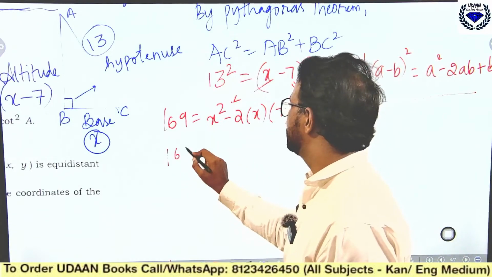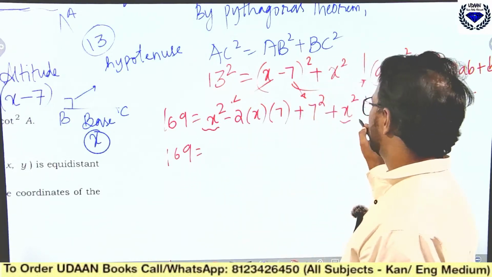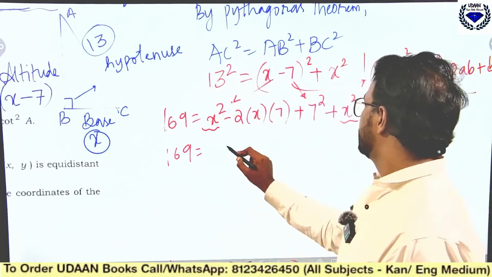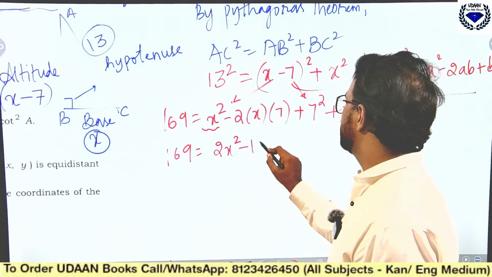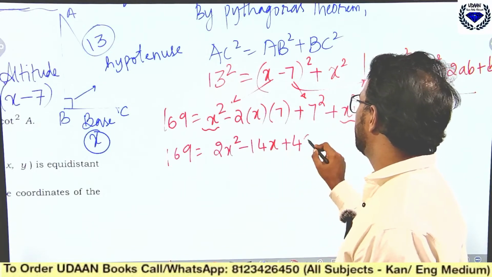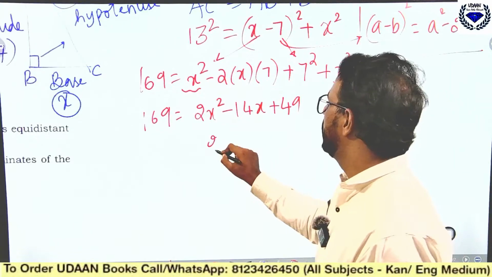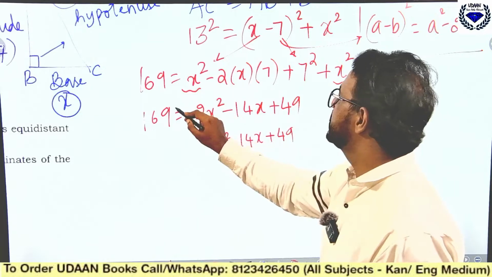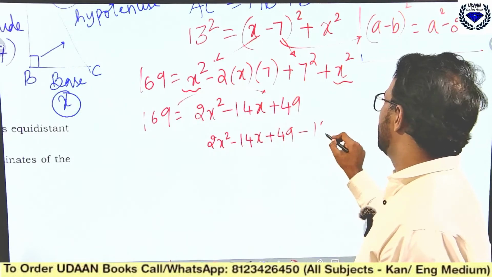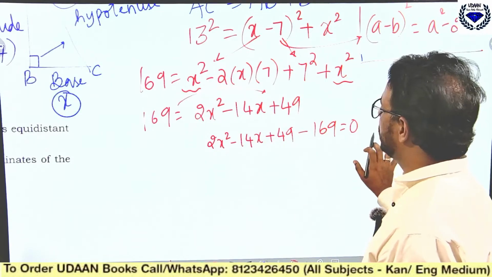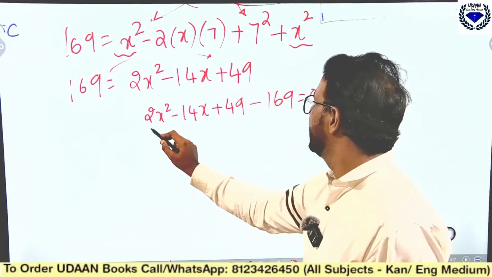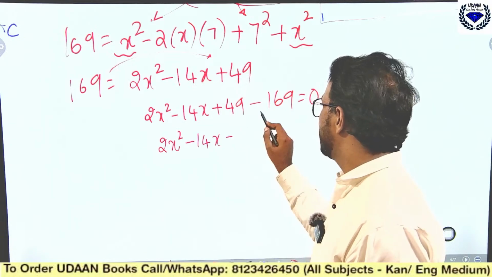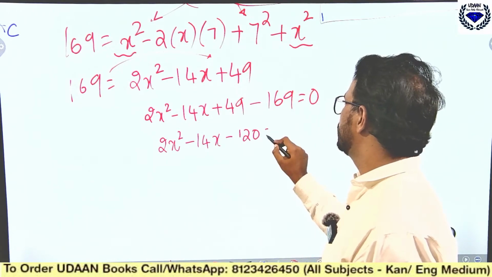So here it is 169. See, x square and x square are like terms. So you will get 2x square minus 14x plus 49. Then what should you do? 2x square minus 14x plus 49, take this to the right side. So what will happen? Minus 169 equal to 0. Then you see 2x square minus 14x minus 120 equal to 0.